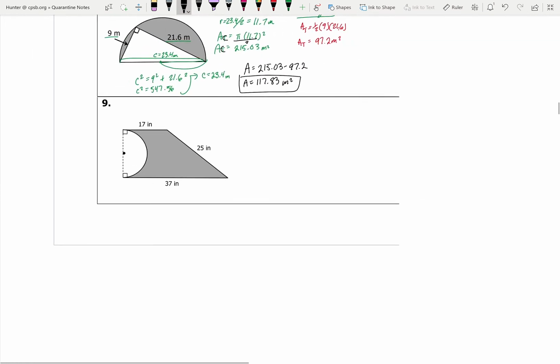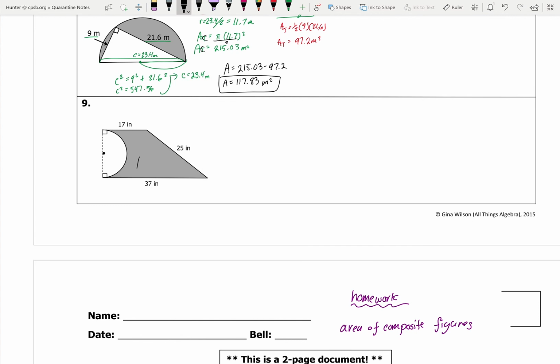Number 9, I think you can figure this one out. This is a trapezoid. And again, half circle. Okay? And with that, that concludes the video.